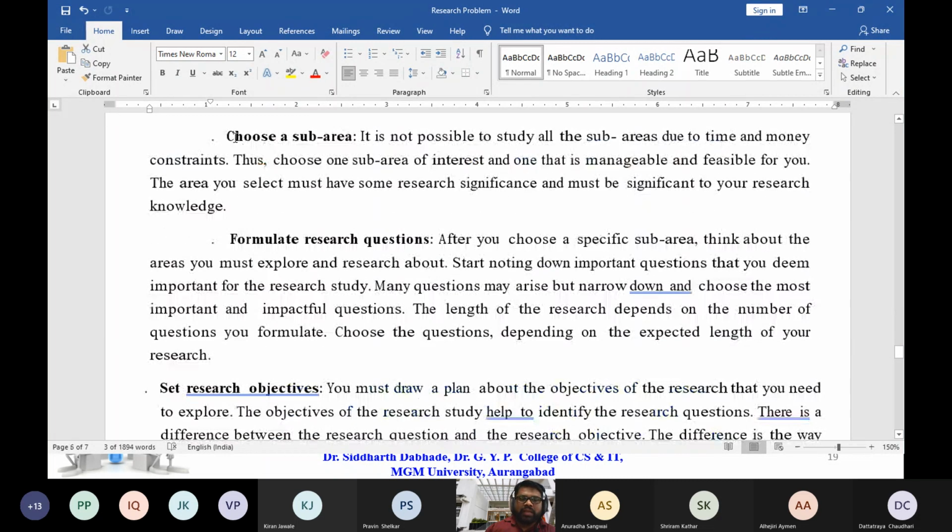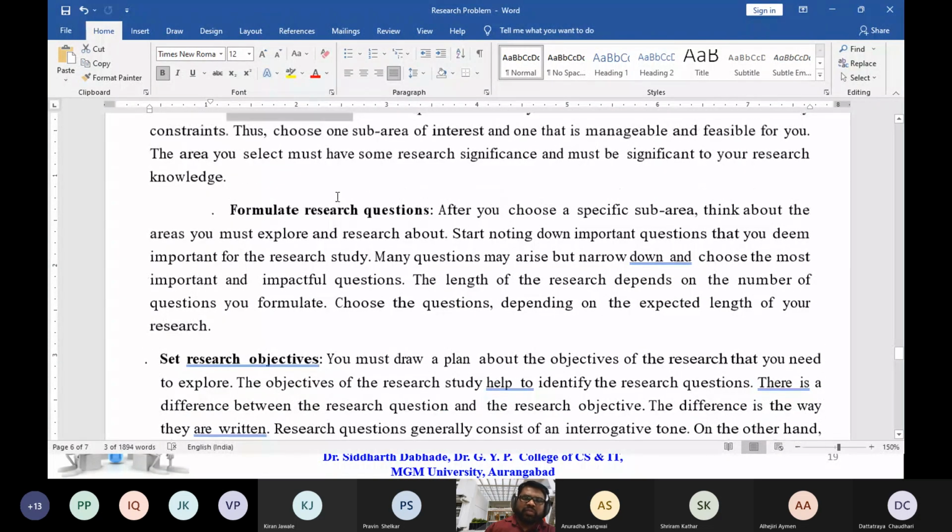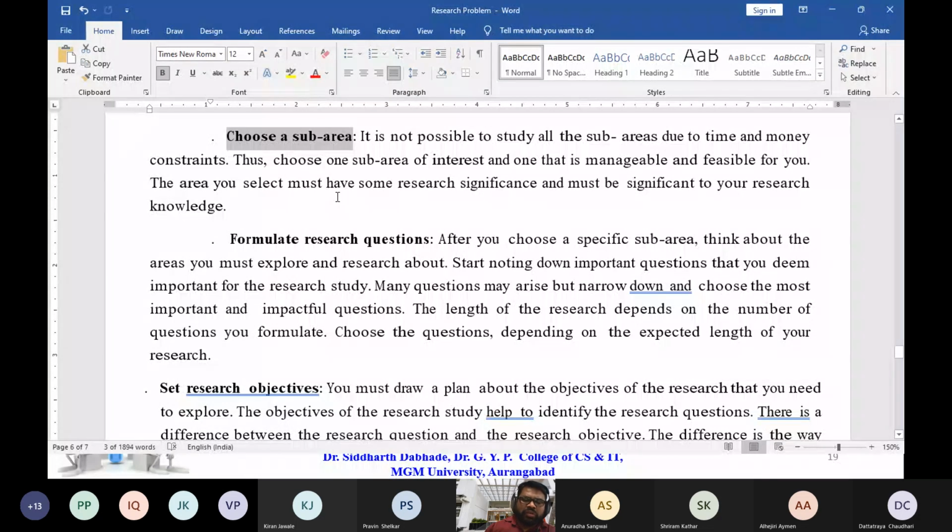Another thing is to choose the sub area. Once you have chosen the sub area, the particular domain, you need to find out whether this domain is going to give significant research work, or whether it will create new knowledge in the existing research work. So you need to do a very rigorous literature survey for that. Then once you have found the problem, you need to formulate your research problem.